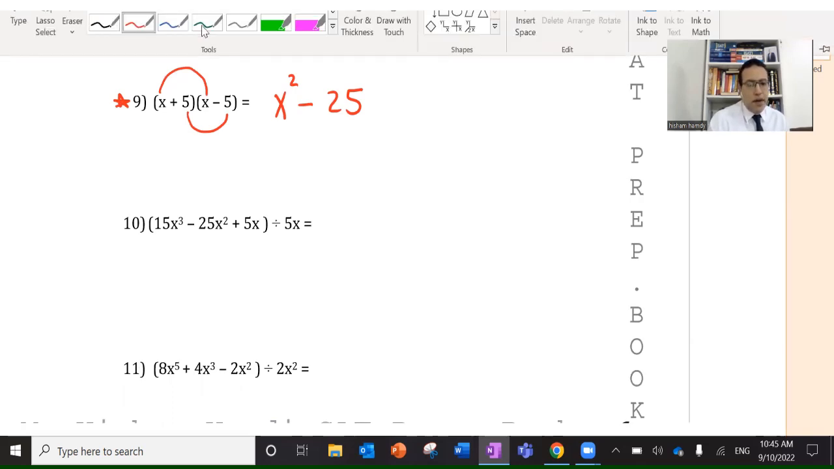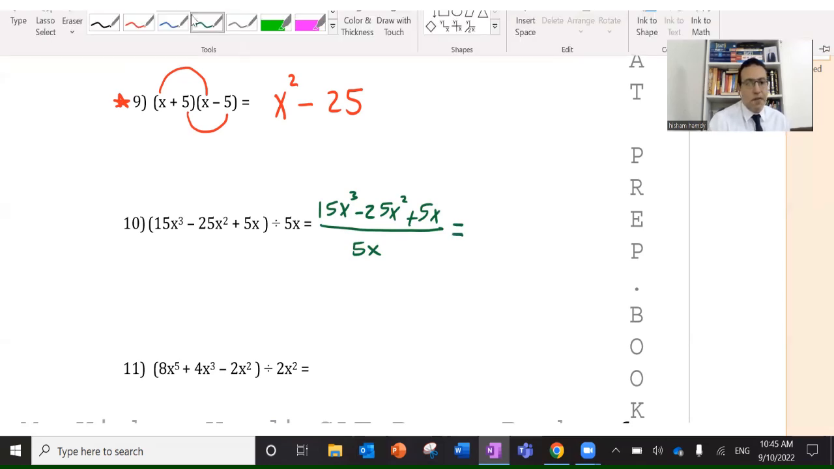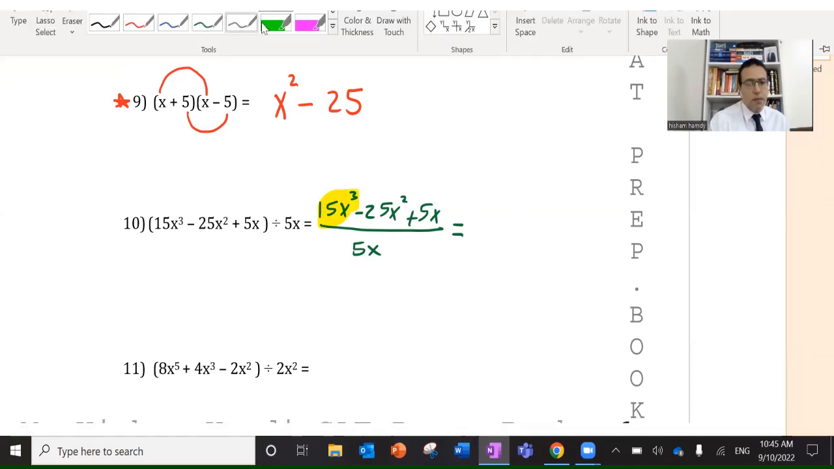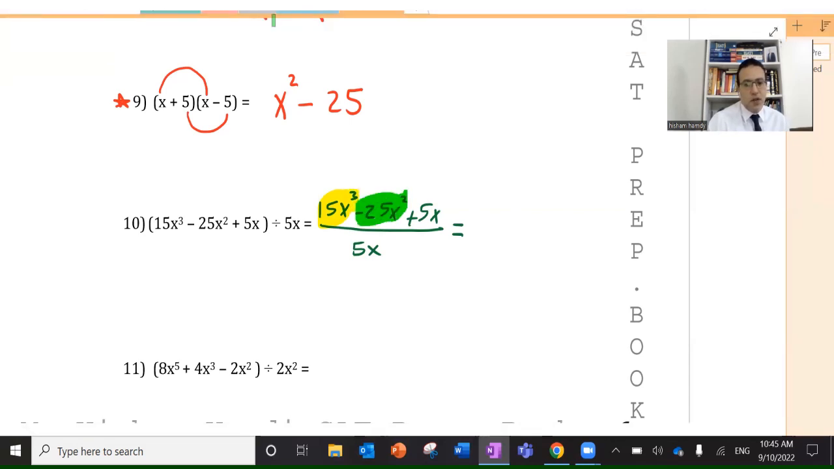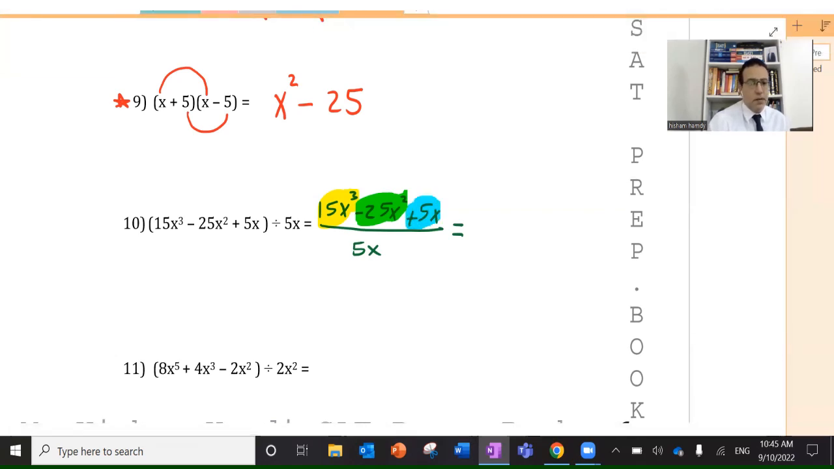Now, let's go to divide. Usually, the divide comes in the test like this: 15x power 3 minus 25x squared plus 5x, divided by 5x. So, I'm going to divide each term by 5x. I'm going to divide 15x power 3, I'm going to divide negative 25x squared, and I'm going to divide positive 5x. So 15 divided by 5 is 3x squared, minus 25 divided by 5 is 5.